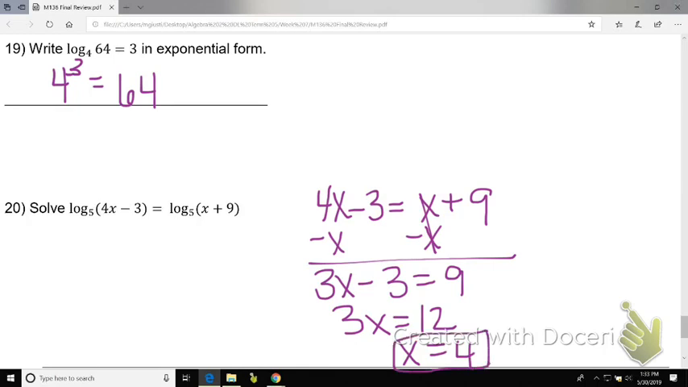The only thing you have to be careful on is, remember, you don't want those inside to be zeros or negative. But if I plug in a 4, both of them would be fine. Okay, so we're good with that problem. And that is the final problem on your practice final. The way it was set up is just like how your Ivy Tech final is set up.